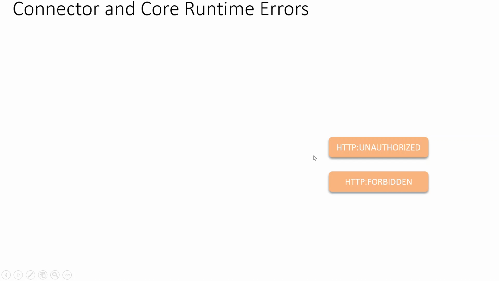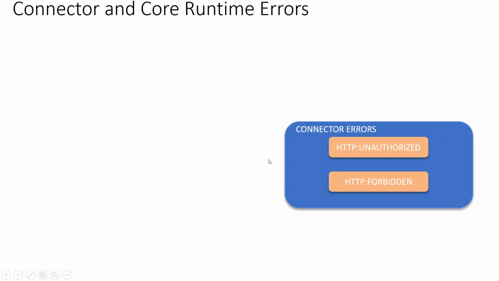So let's first understand the connector and the core runtime errors. Basically, any error starts from the Java code breaking, and then it raises an exception, and that in turn gets wrapped up into a connector error. If you can see, HTTP unauthorized and HTTP forbidden are part of the errors which belong to the requester connector. So they come under the HTTP namespace, followed by an identifier, unauthorized and forbidden in the second case. So this comes under the connector errors.